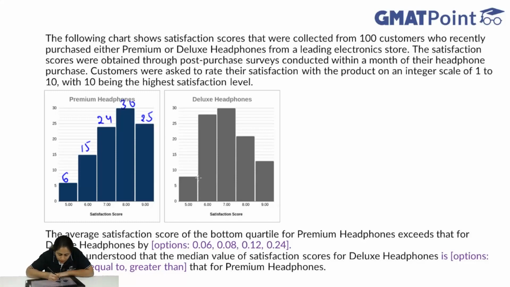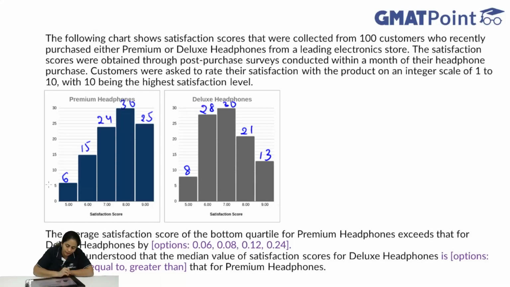Consider the next one, this is 8, this is 26, 27, 28, this is 28, this is 30, this is 21 and this is 2 lesser than 15, so that is 13. So how much is this? This is 36, 66, 87, 100. So all of these are also adding up to 100. So this is the total responses. All the responses are there in the graph as such. So what would be the bottom quartile when it comes to premium headphones? That would be basically the lowest 25 scores.